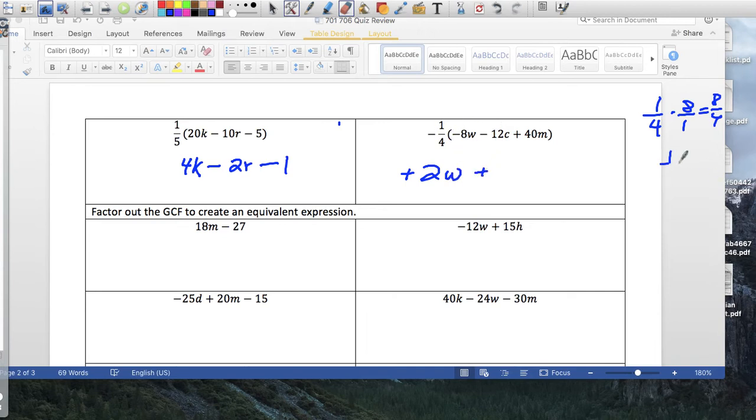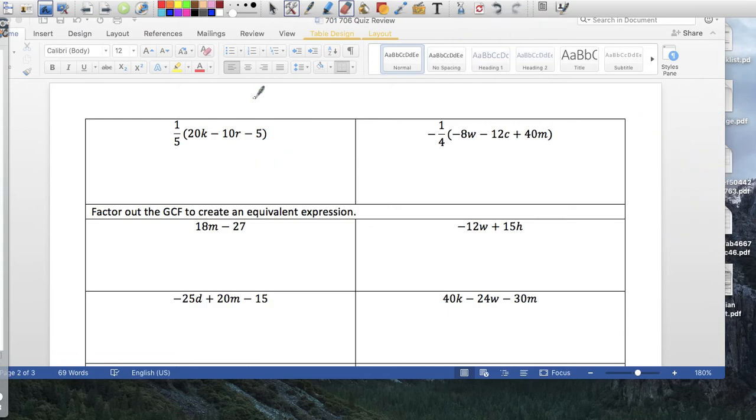And if you think about 1/4 times 12, you can think of it as 12 divided by 4, because 1 times 12 is 12, and 4 times 1 is 4, and you eventually get 12 divided by 4, which gives us 3c. Negative times a positive is a negative, and 1/4 times 40 is 40 divided by 4, or 10m.